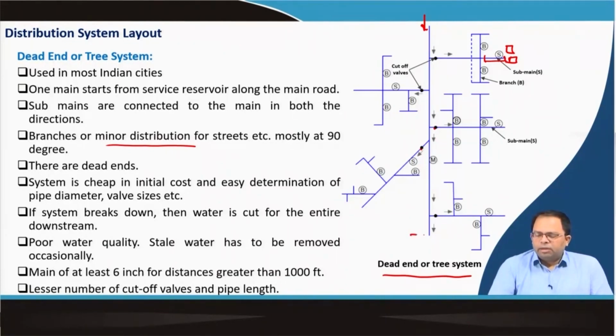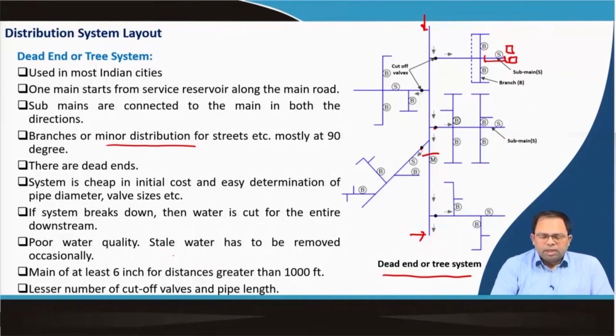So if I know the demand of water over here, I can determine the pumping rate, and if I know the pumping rate, then from there we will teach you how to design the size of pipes. And if the system breaks down, then water is cut off for the entire downstream. So if something happens over here, a leakage, in that case we have to stop the pump, the water supply, the water along the main, and everything else gets stopped downstream of that particular point, right.